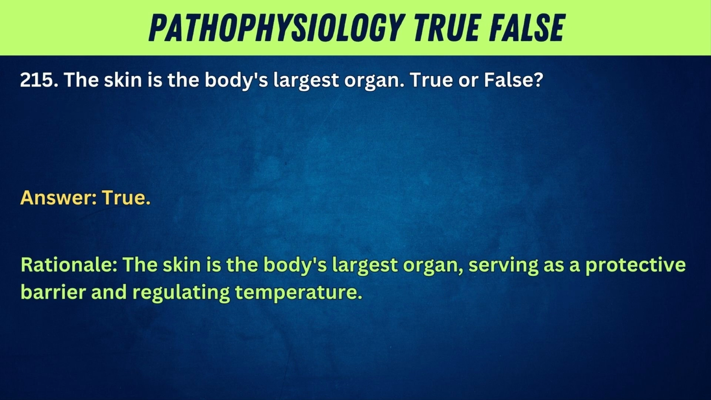215. The skin is the body's largest organ. True or false? Answer: true. Rationale: the skin is the body's largest organ, serving as a protective barrier and regulating temperature.